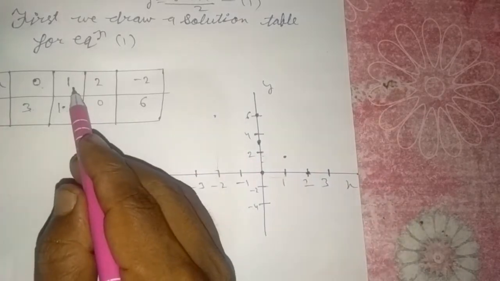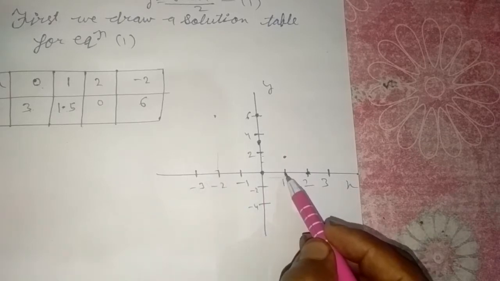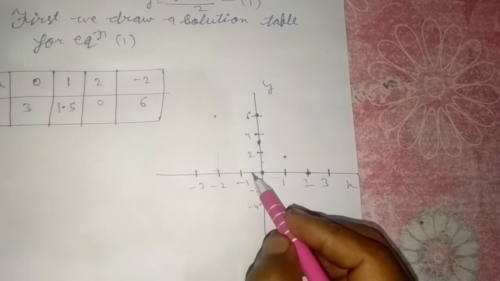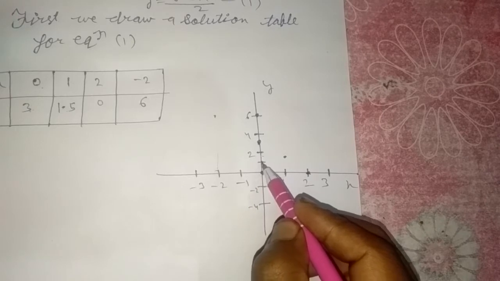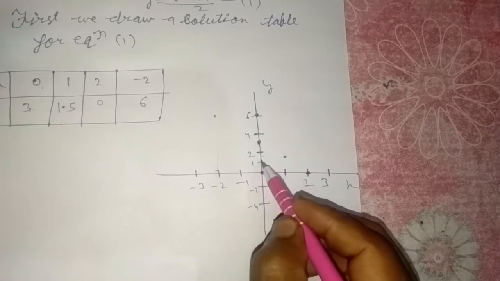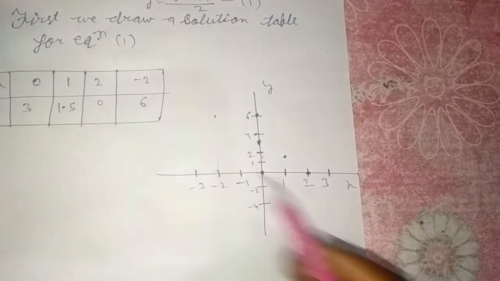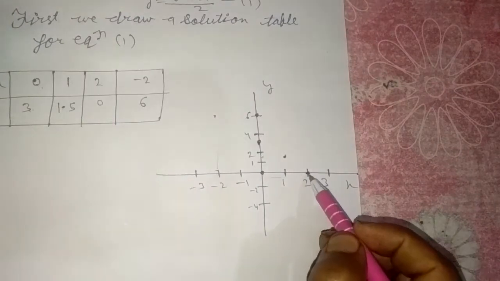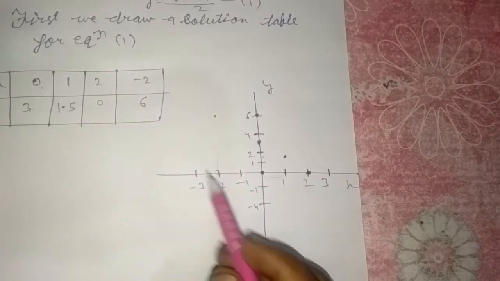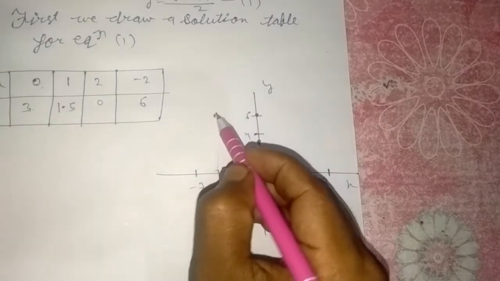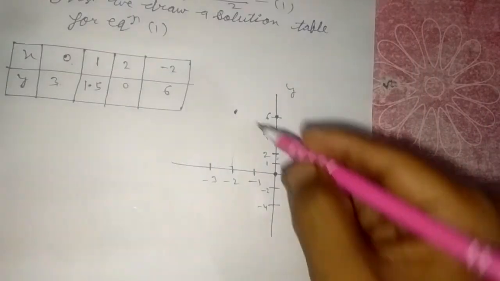Again when we put x equals 1, we get 1.5, so in between 1 and 2 you will get 1.5, and your point will be this. Again, when you put x equals 2, you will get y equals 0, so this point will be (2, 0). And when you put x equals minus 2, you will get y equals 6, so another fourth point is this. Now join these 4 points.